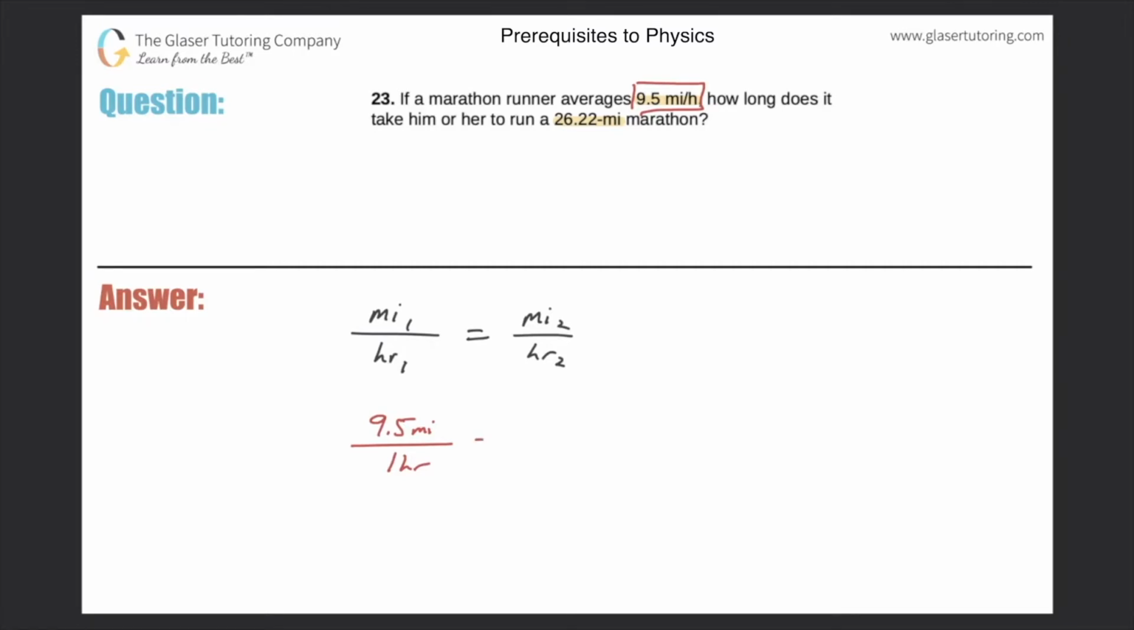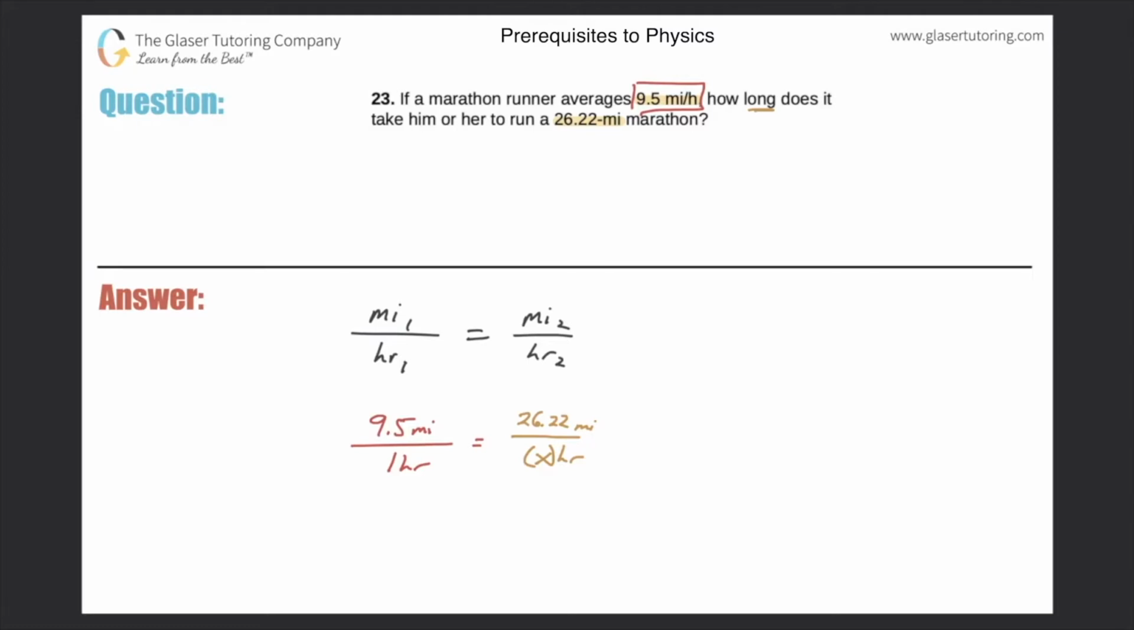Now we're going to plug in values onto the other side. They're asking us how long it takes him or her to run this 26.22 mile marathon. So they're asking for a time, which we don't know here in hours. And they want us to find the time associated with a 26.22 mile marathon. They gave us the miles, so it should be 26.22 miles on the top. Notice this is good because it's consistent, meaning the units of the numerator are the same and the units of the denominator are the same. These are proportionally equivalent to one another, and that's why this proportion works.